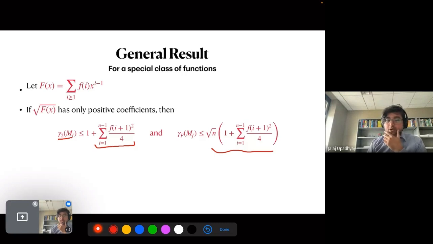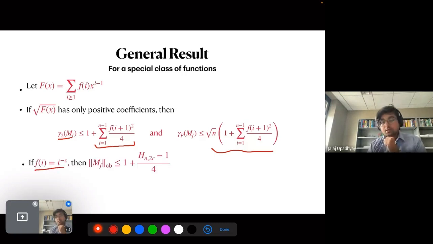So why do I care about it? Well, if my function is polynomially decaying, this function f of x is what is known as the Jean-Carré function. It is also called the polylogarithmic or digamma function. And we know from a long time ago that its square root has only positive coefficients. It comes up naturally in mathematical physics as well.